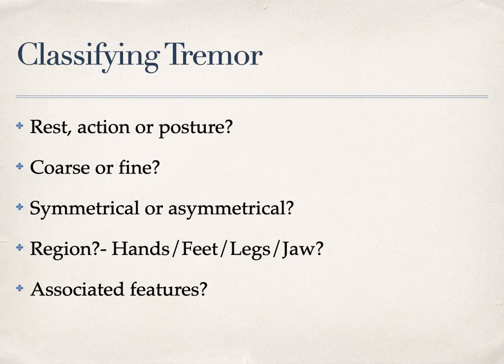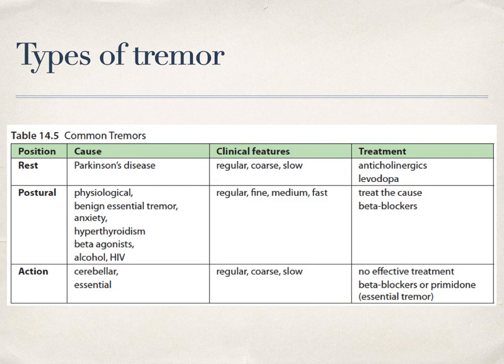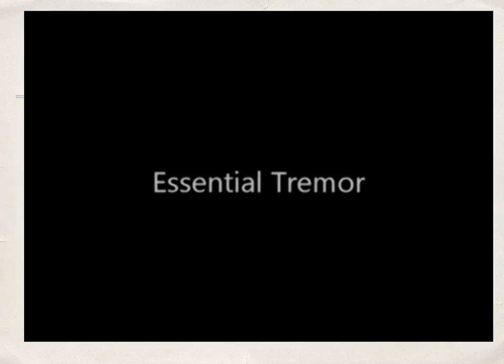So the first of these, the rest, action, or posture, really differentiates between whether you think what's causing this is Parkinson's, whether you think it's some of these other conditions, or whether you think it's cerebellar. Now, I'm going to show you some videos to try and differentiate what these different conditions are, but let's go first to probably the most common tremor out there, which is benign essential tremor. Okay, so these are generally very regular, quite high amplitude movements that often respond to beta blockers. So this is a quick video of essential tremor.